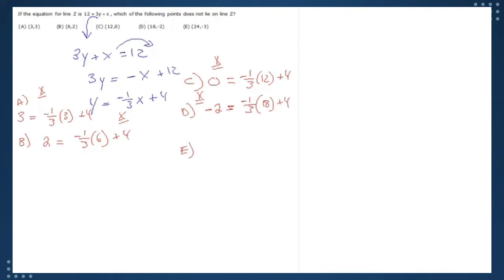And can you leave the equation as it is? Yes. You don't necessarily have to make the standard form of the equation. This is again about being systematic and doing the same thing every time. Just to prove that the last point is not on the line, we have negative 3 being the y. We have 24 times negative 1/3 plus 4. Does negative 3 equal negative 8 plus 4? Does negative 3 equal negative 4? No, it absolutely does not. So the correct answer is E.